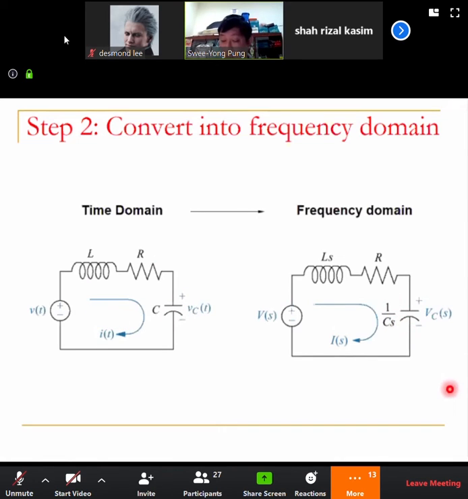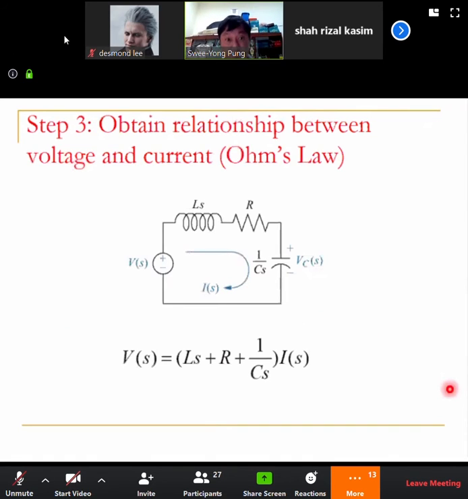That's it. Right. So what is done, the next thing is to get the relationship between the voltage and current using Ohm's law. Using Ohm's law, that will be very easy. So we have the input, which is V, S, sorry.